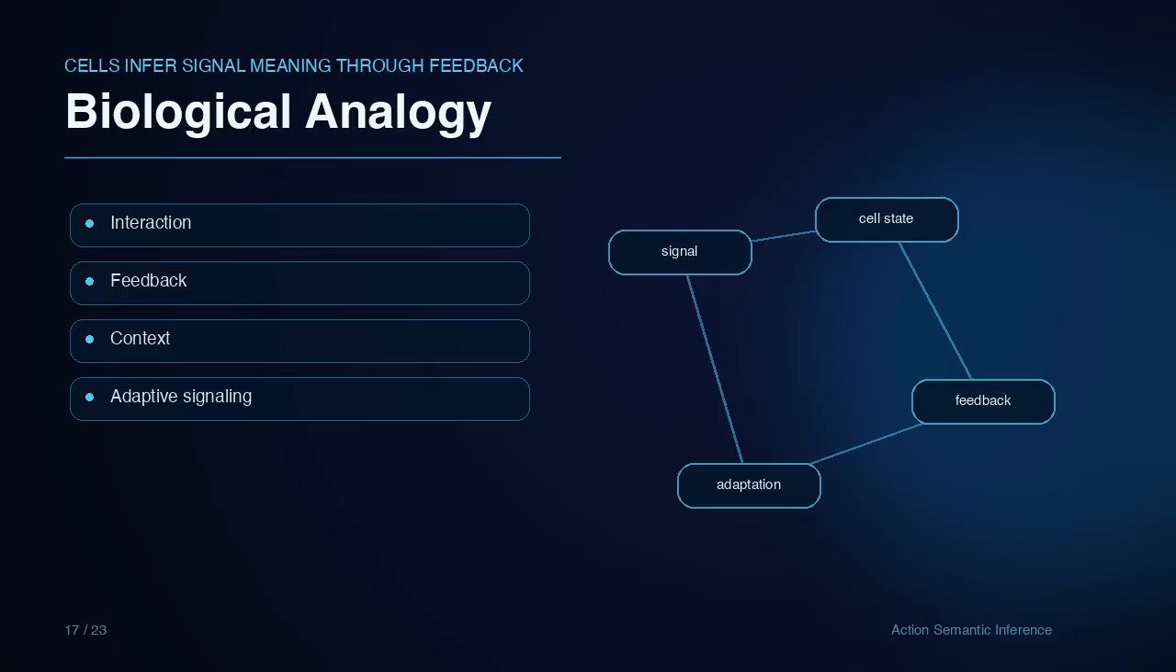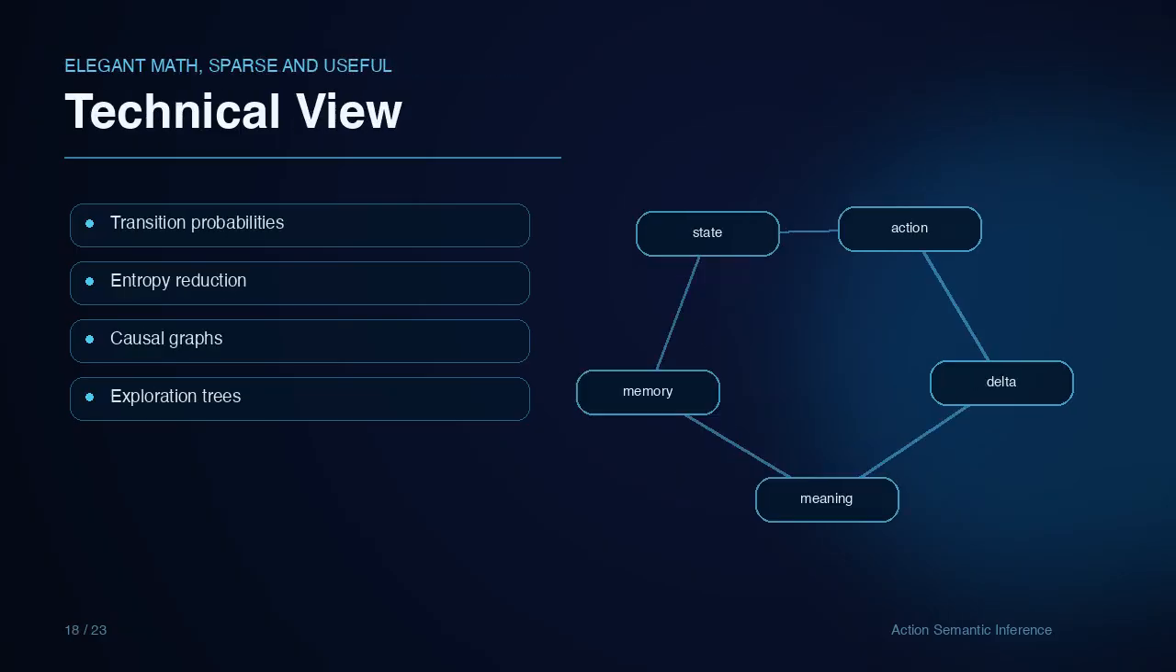True intelligence is not knowing actions in advance. It is discovering meaning through interaction. ASRA treats reasoning as an active scientific process, where semantics are not given, but discovered. Action semantic inference is one step toward agents that do not merely execute instructions, but learn the structure of the worlds they enter. Learning meaning through interaction.